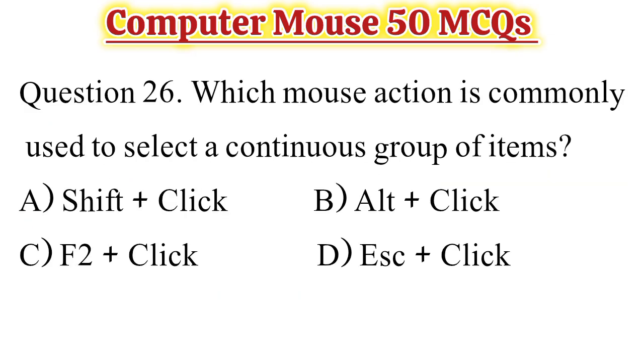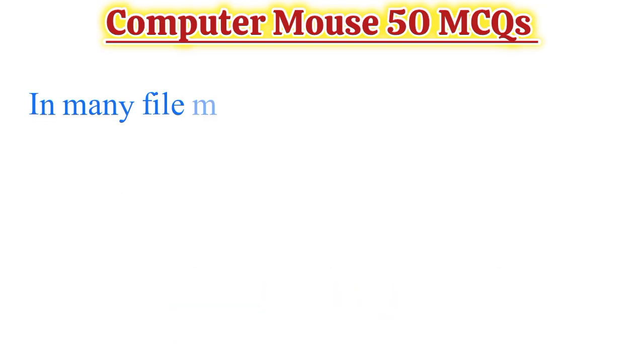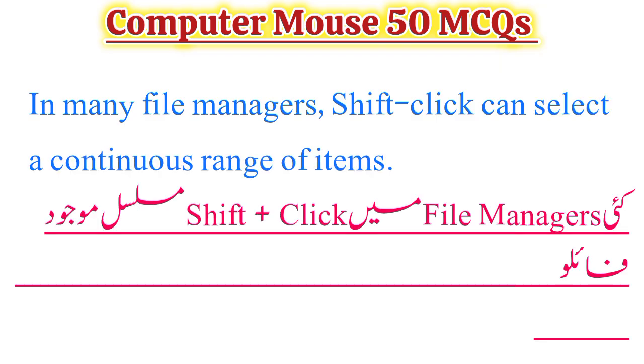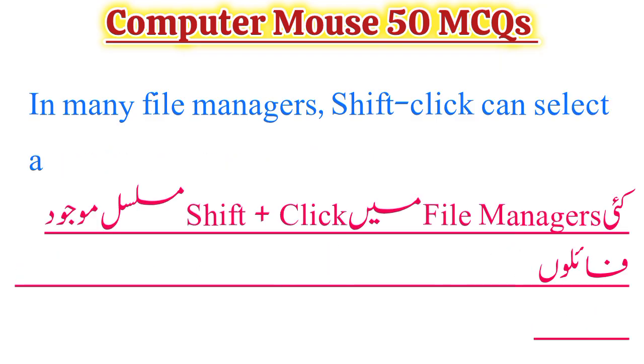26. Which mouse action is commonly used to select a continuous group of items? A. Shift plus click. B. Alt plus click. C. F2 plus click. D. Escape plus click. Answer: A. Shift plus click. In many file managers, Shift click can select a continuous range of items.